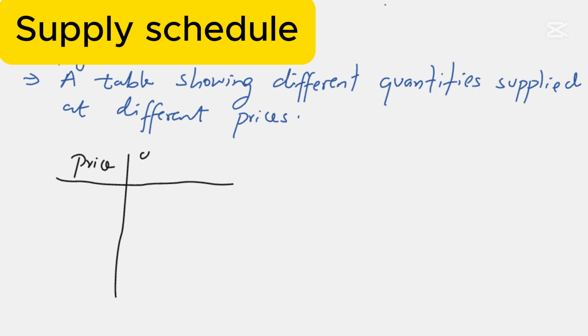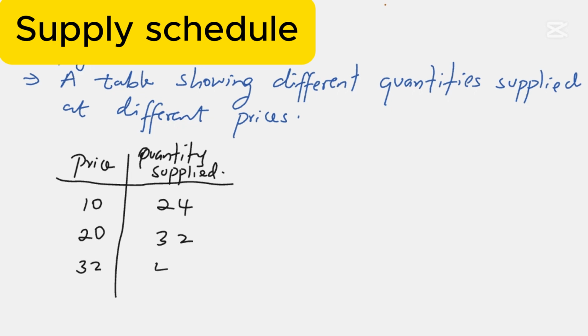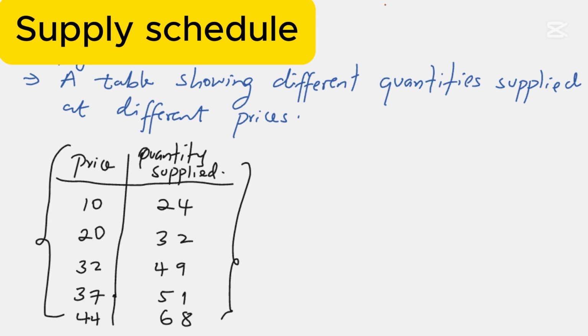Let me do a simple table here, and assume here we have the price and here we have the quantity supplied. If the price, for example, is $10, then we have 24 units. $20, 32 units. If we have $32, we have something like 49 units. $37, we get 51 units. At $44, we get 68 units. Look at this. This tabular analysis gives us the supply schedule.